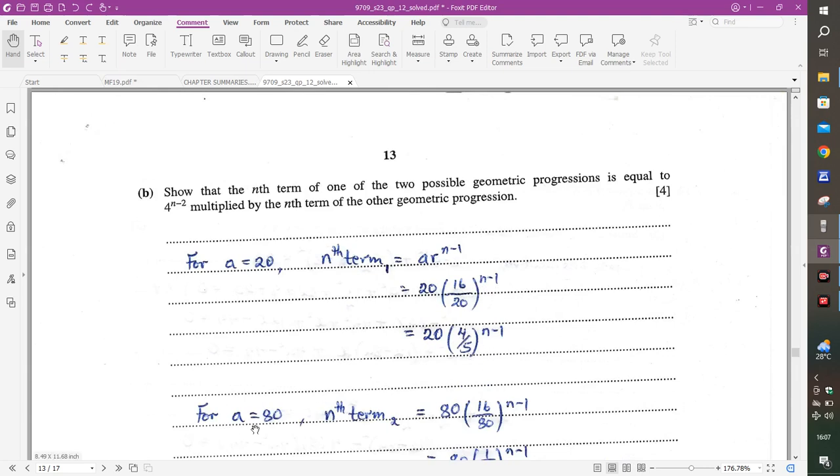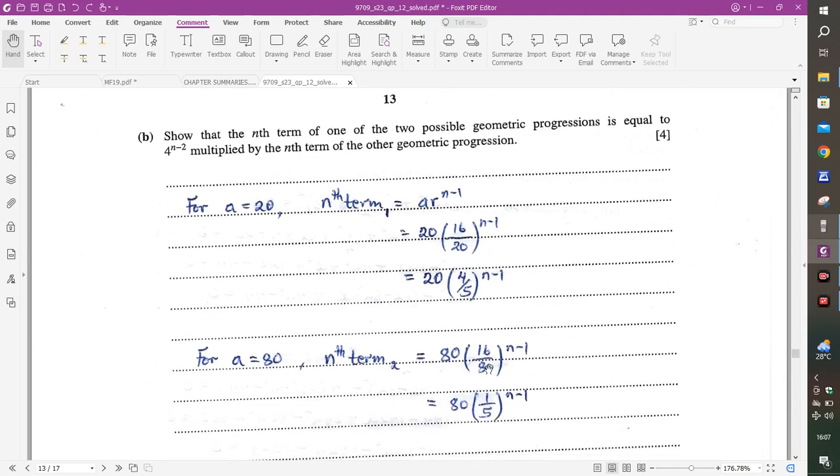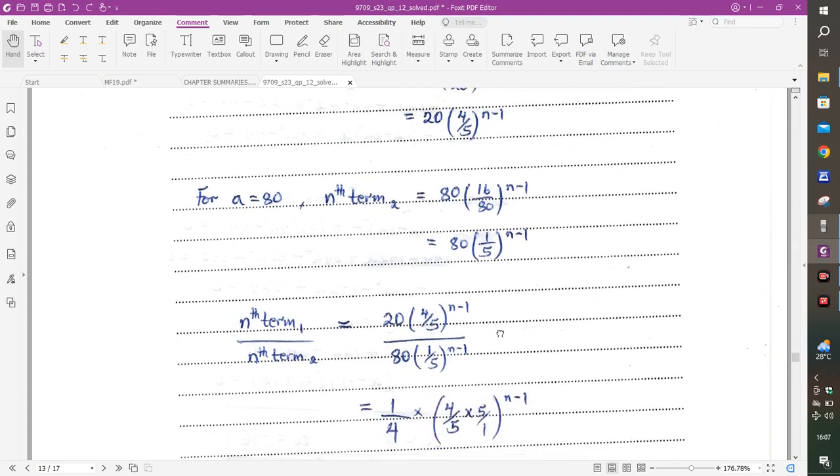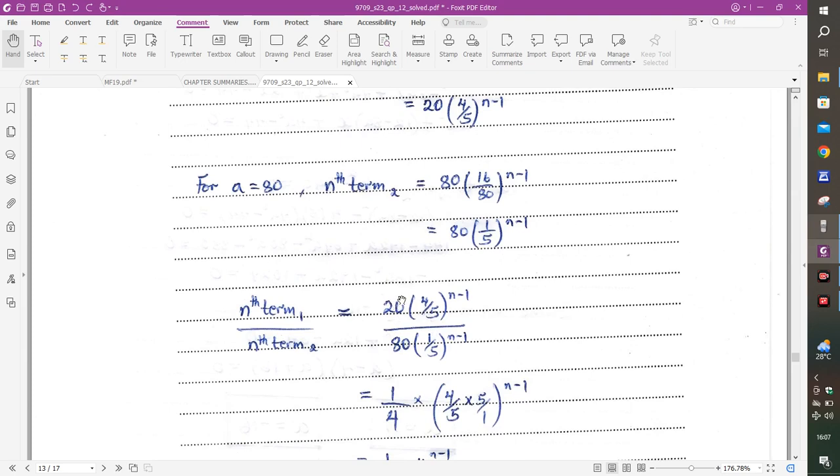And then when A is 80, that means its nth term is going to be 80, then into 16 over 80. Remember, R is 16 over A. So 16 goes into 80 five times. So we have something like this. Then we divide these two. So if I get the nth term one, this first one here, and then I divide by the second one here. Now, of course, this 20 will go here four times, so that's a quarter.